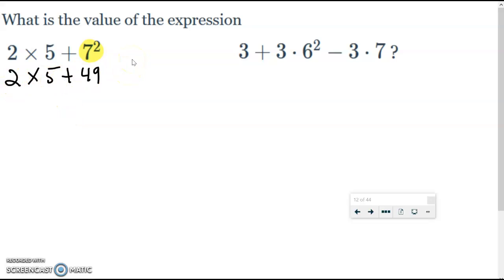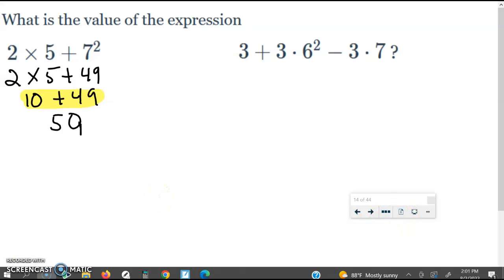Alright, next we're going to do multiplication or division from left to right. So I got 2 times 5, which is 10. And then finally addition or subtraction from left to right. 10 plus 49 is, that's not right. It should be 59. Alright, a little makeshift fix there, so that should be 59.